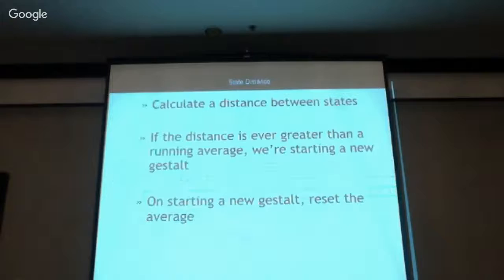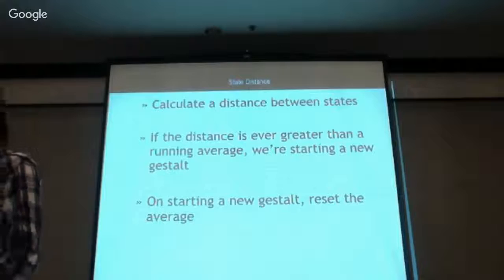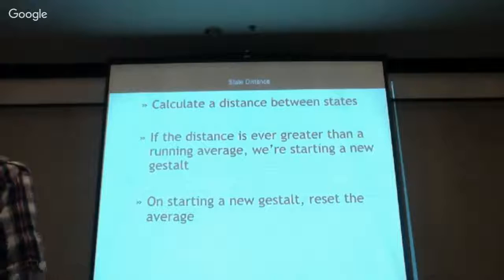And so I came up with a rough metric of state distance. We're basically just calculating a distance between states. If the distance ever gets greater than our running average, then we're going to start a new Gestalt. And this is going to be a linear combination of several things, because it's different to have Mario go from small to big than it is from moving left to right. But at the start, I didn't weight anything. And at the start of a new Gestalt, reset the average, right? Go back to zero and then say, this is a new paradigm we're under. Let's go until we break it again.